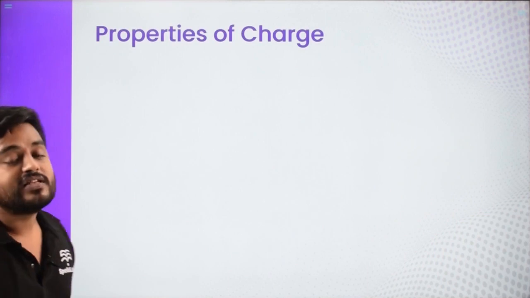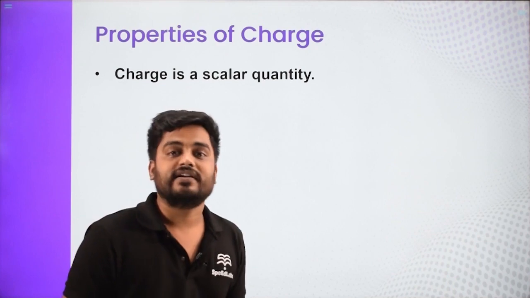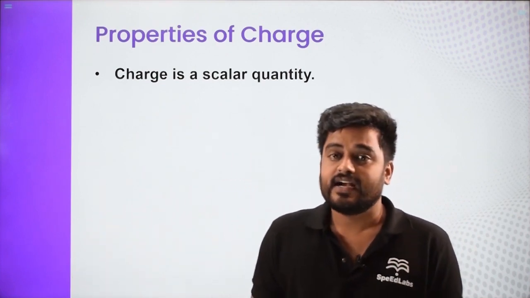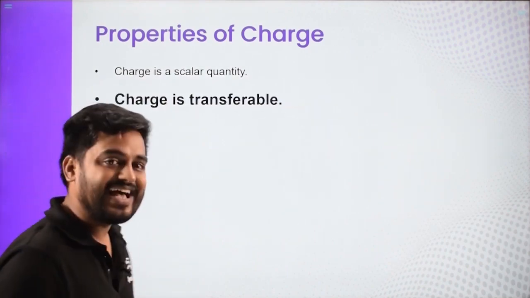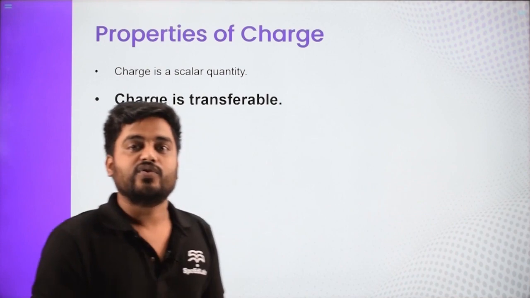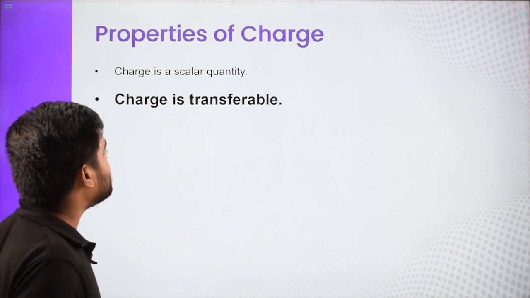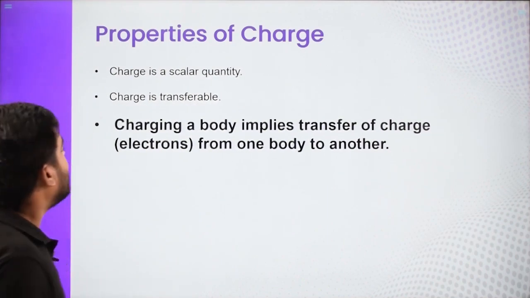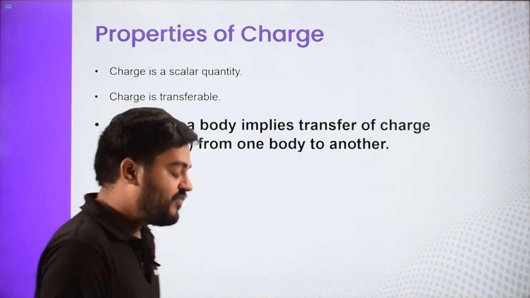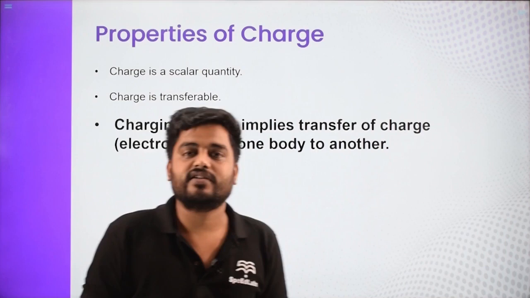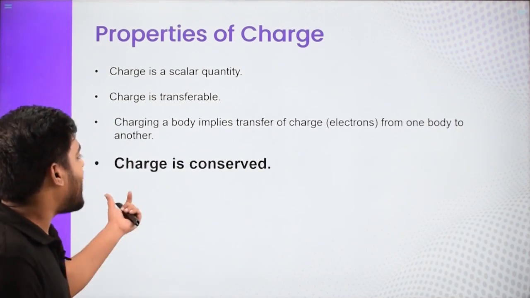Now let us discuss some properties of the charge. The first property: charge is a scalar quantity. It is not a vector quantity. Next, charge is transferable. You can transfer the charge from one object to another. You can make another object charged or you can make one object discharged by transferring some charge from one object to another. Charging of a body implies transfer of charge from one body to another. Now, charge is conserved.